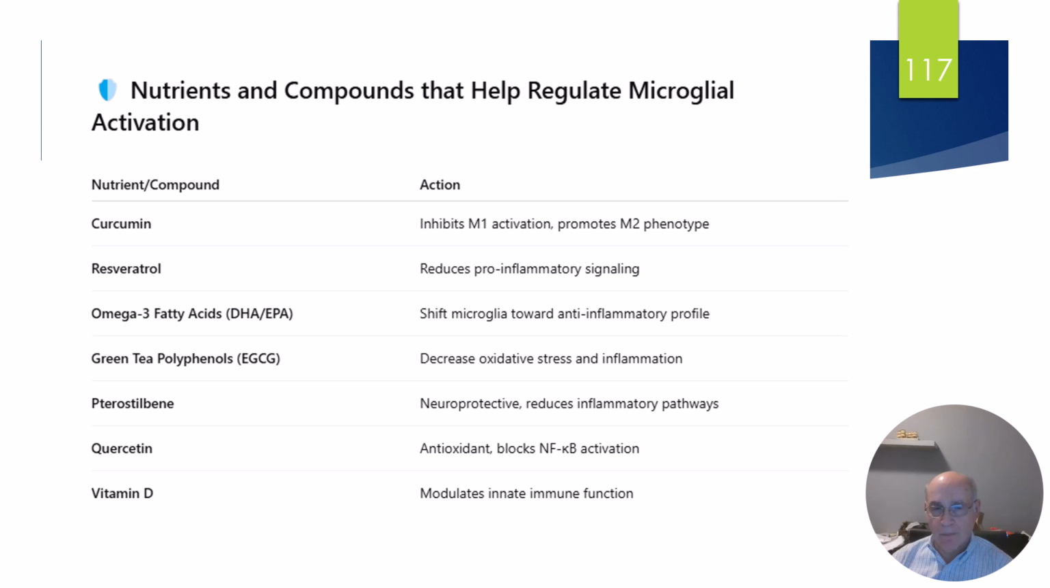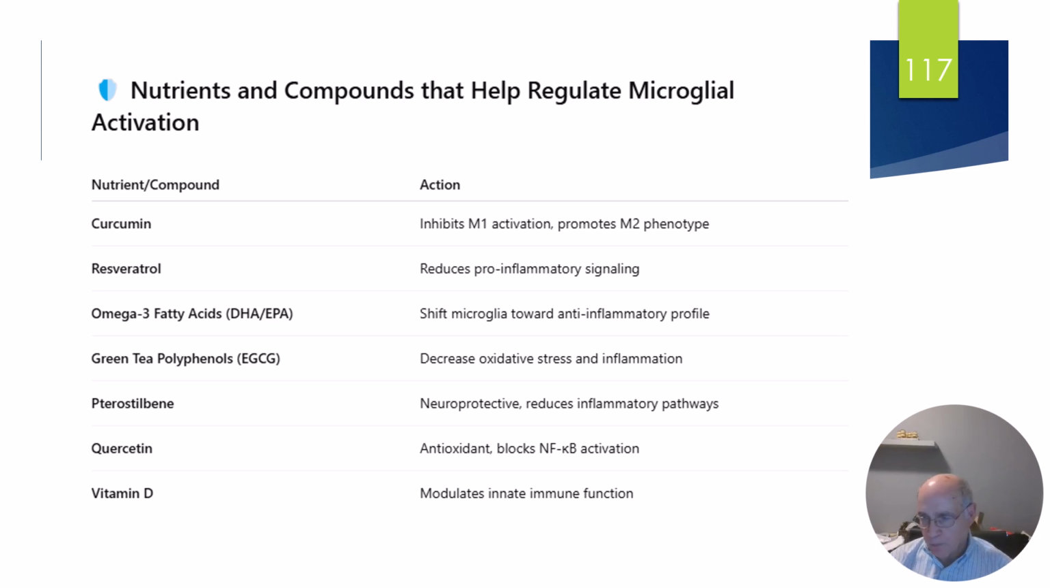So what are some of the compounds that'll help control microglial activation? Turmeric, curcumin, because it inhibits M1 activation and promotes a more M2 phenotype. And you want to look at the label of the bottle and make sure the proprietary blend is Meriva. It'll say that.